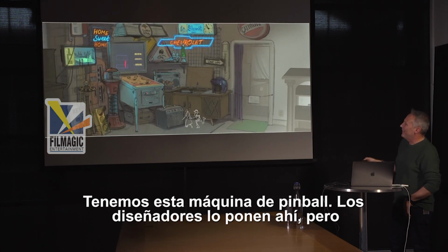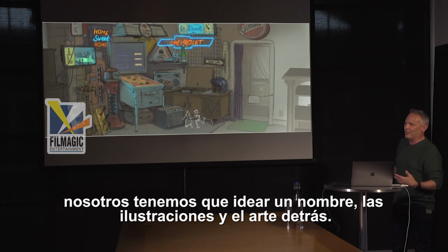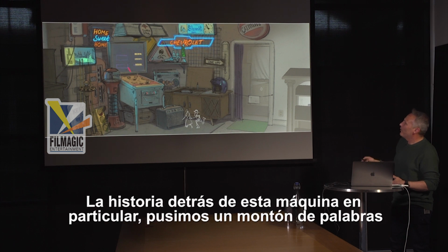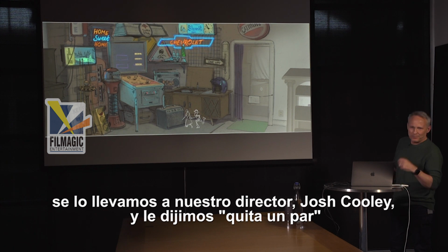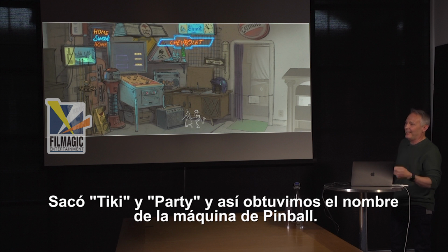Got this pinball machine, like what's it going to be? He puts it in there, but we have to come up with the name, the illustration, and the art behind it. The story behind how we got going on it was we put a bunch of words in a hat, pieces of paper, and presented it to our director, Josh Cooley. He said, draw out 2 pieces of paper. He pulls out Tiki and Party. So that's where we got the name for the pinball machine.